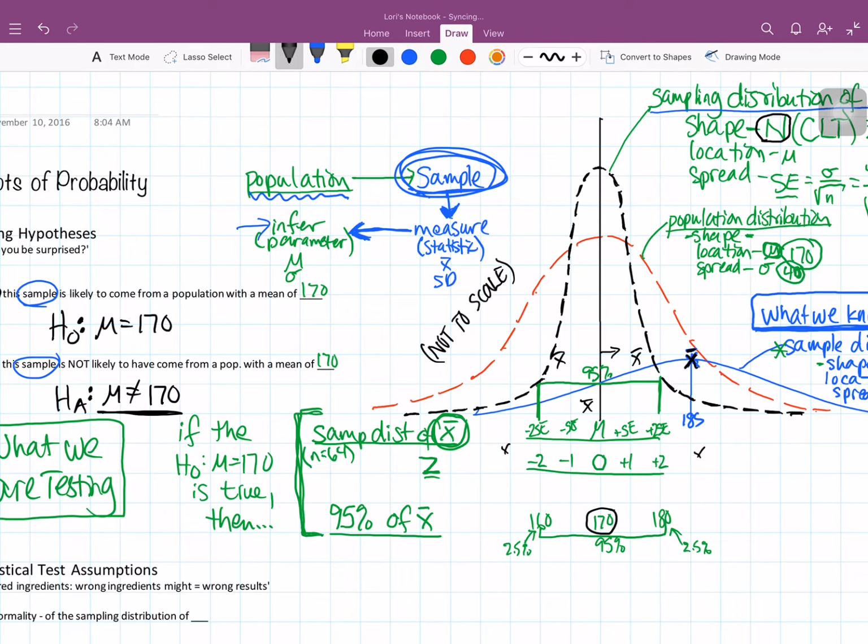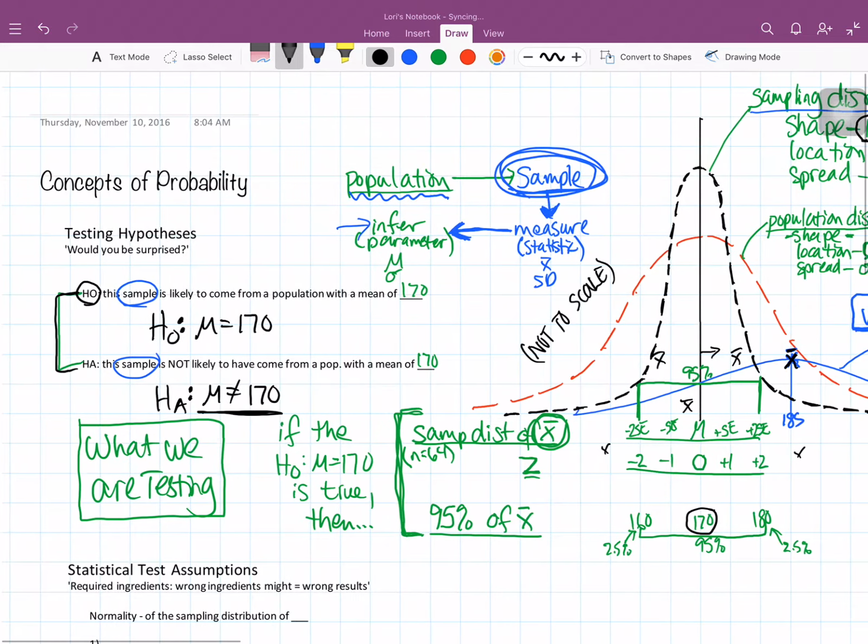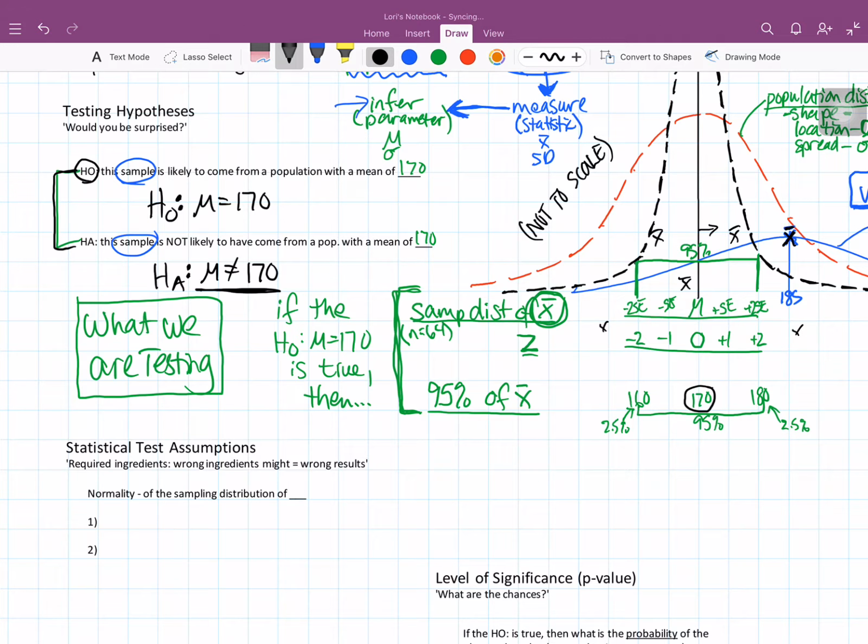Let's go back over here to the statistical test assumptions. I like to call this section required ingredients. In other words, if we put the wrong ingredients in, we might get the wrong results. Think about baking. What if you're baking a cake and you say, oh, I don't have any flour, I don't know what to do. I know, I have something that's white in the cupboard. Instead of flour, I'll just use sugar. So you make this cake and it's made out of sugar. You put it in the oven and it doesn't rise. It doesn't turn out right. And so if we put the wrong ingredients in, we're going to end up with the wrong results.